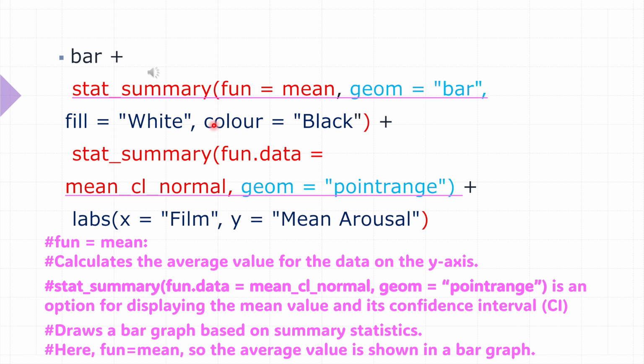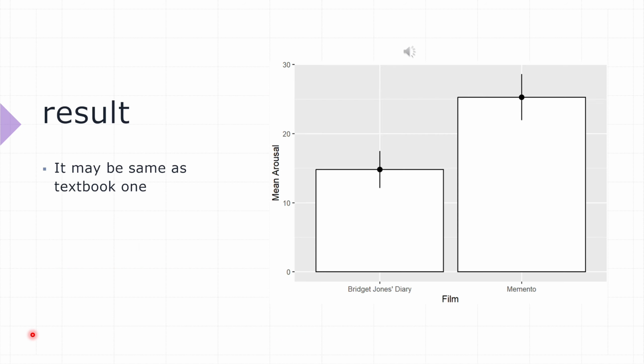Use a summary layer that draws bars based on summary statistics. Set fun to mean to make the bar display the mean value. Set stat_summary with fun.data set to mean_cl_normal, and the geom set to pointrange to show the mean and its confidence interval. This draws a bar from summary data and adds the interval. Here is the result, simple and clear. The vertical lines also show the confidence intervals.